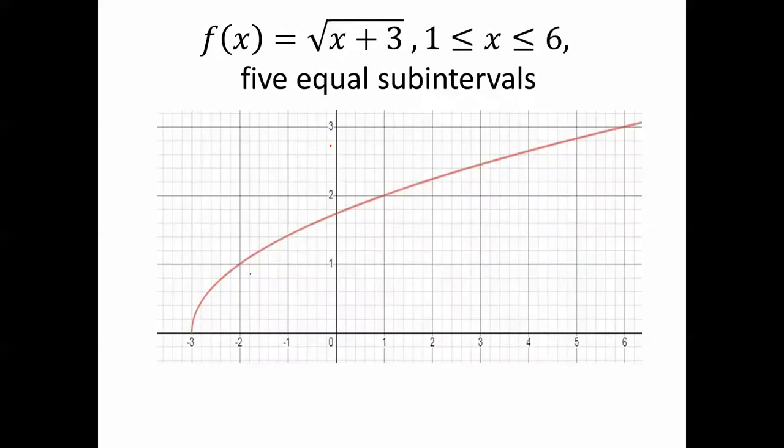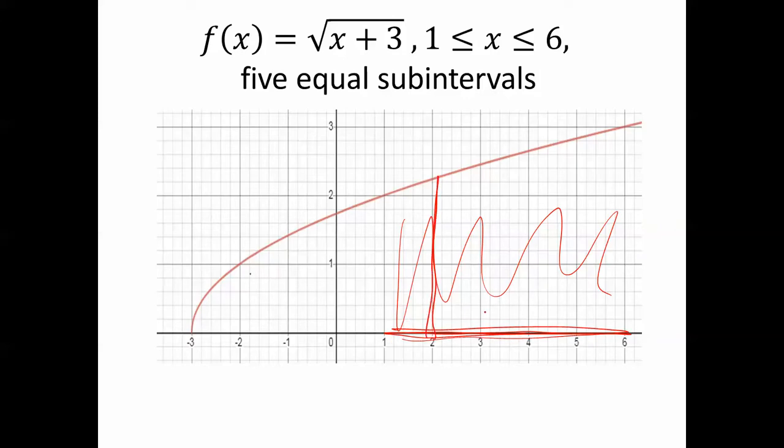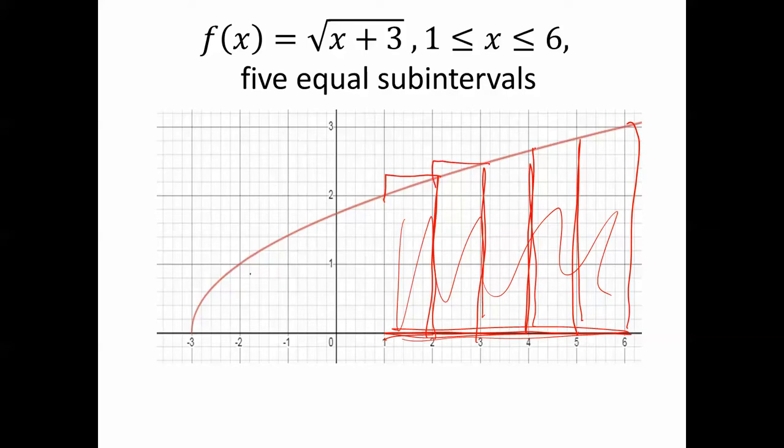Okay, so here's our curve. We're estimating this between 1 and 6. And we want to use 5 equal subintervals. Well, the interval has length 5, so 5 equal subintervals will each have length 1. So let's draw these rectangles. And again, from the right endpoint of each subinterval, draw a line across to the left. So we end up with something like this.